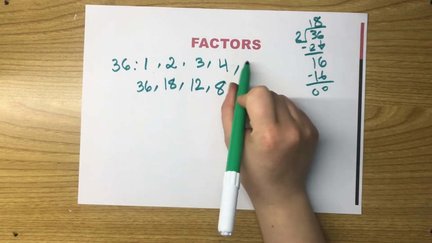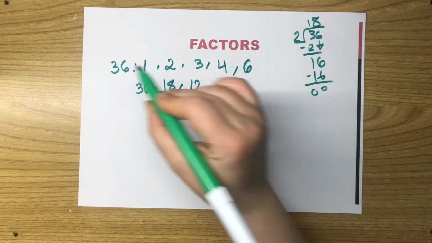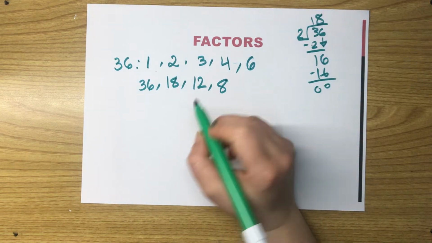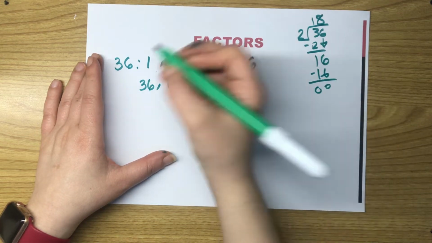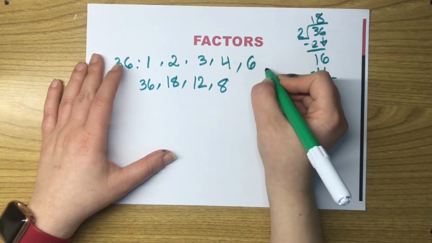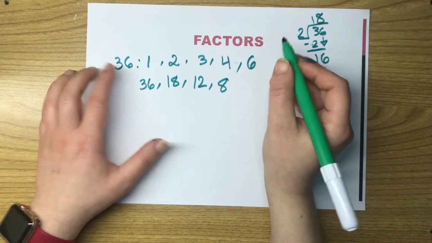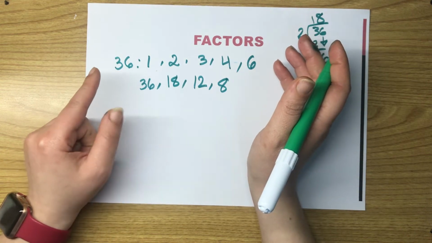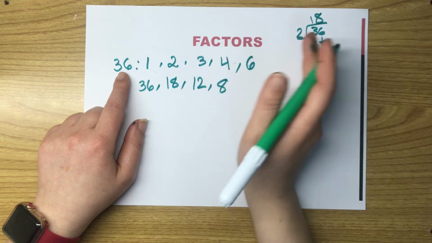Okay, after 5, what comes? 6. 6 times what gives you 36? The 6 itself, do not write it down. Now, look at the loop or this circle. Does 7 divide 36? No, because the closest multiple of 7 around the 30s is 35, not 36, so definitely 36 is not a multiple of 7.